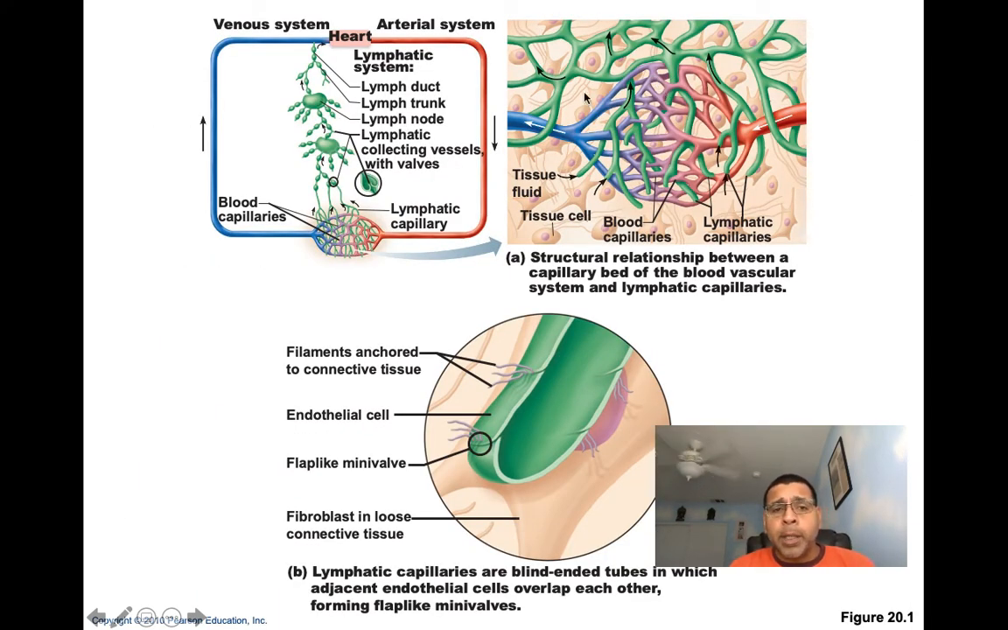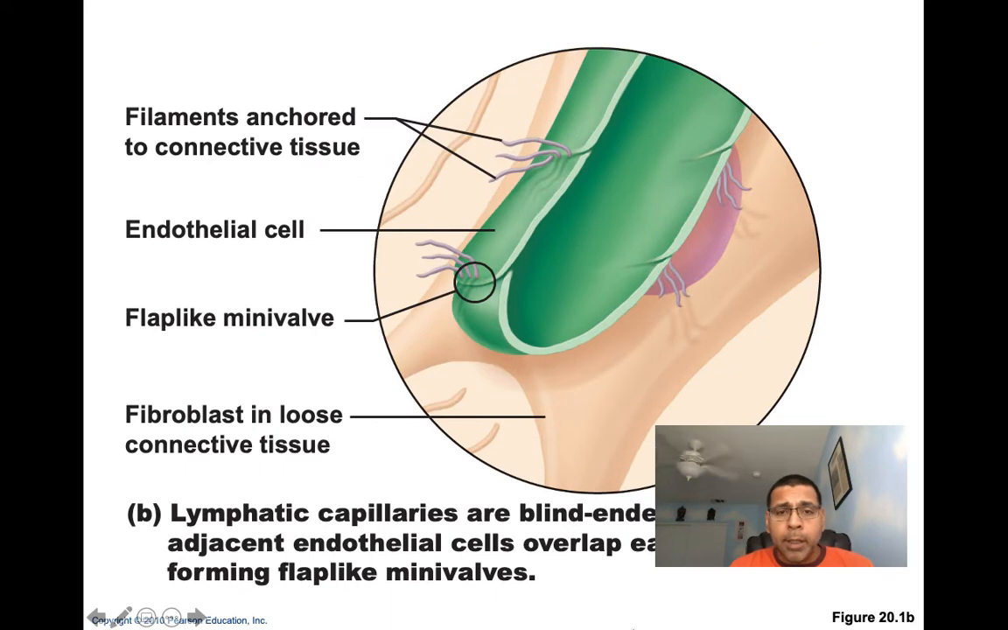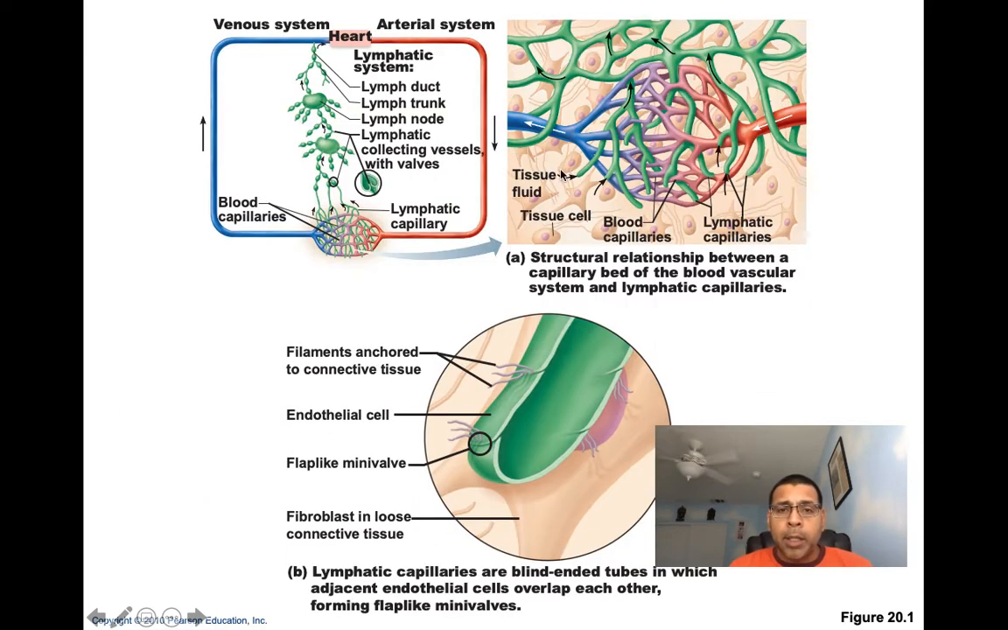So when we zoom in on these capillaries, you can see how they're blind-ended. This is where they begin. Here you've got these mini valves, these flap-like mini valves. This is how lymph is going to make its way in through these valves. And then you can see it'll travel all the way up to and hook up into our bloodstream. So they have mini valves. These mini valves are flap-like, and they're formed by the endothelial cells.